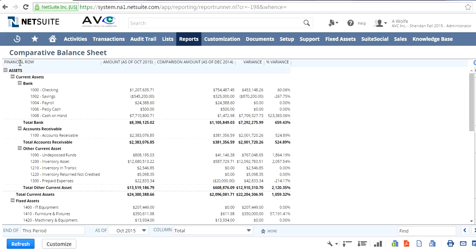So within your asset section, what's going to be important? Where are we going down? Where do we see a negative variance? We see our savings has a negative variance of 276%. So we went down in savings $870,000.